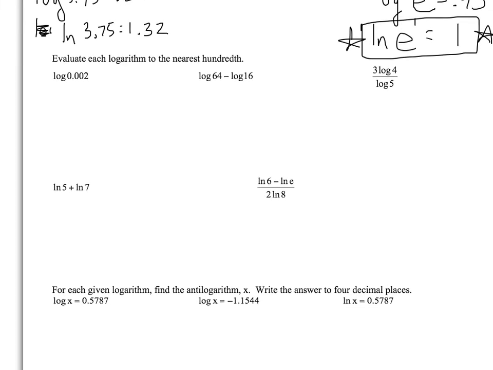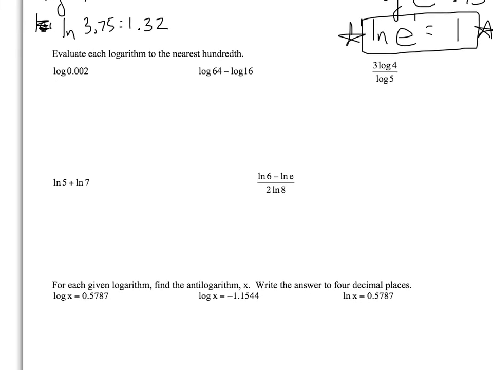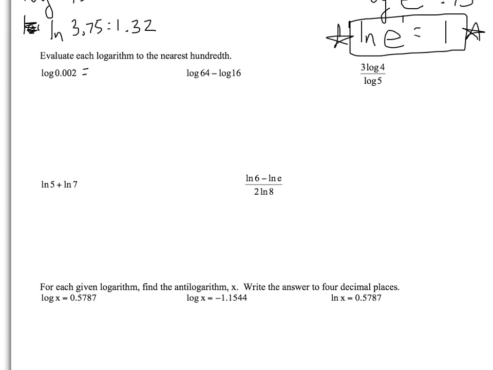Next part, evaluate each log to the nearest hundredth. Again, this is just typing in the calculator. So if you type log 0.002 in your calculator, you get negative 2.70. Log 64 minus log 16. Yes, you can type it in your calculator. Let me show you just practice from yesterday's stuff. If I want to condense it to one logarithm, subtraction condenses to a division. 64 divided by 16 is 4. Now, whether you type the first one or the second one in your calculator, you should get the same answer. You get 0.60.